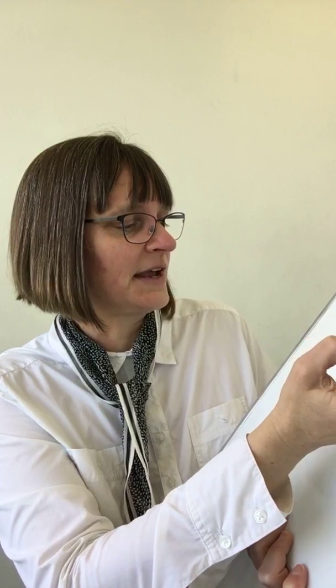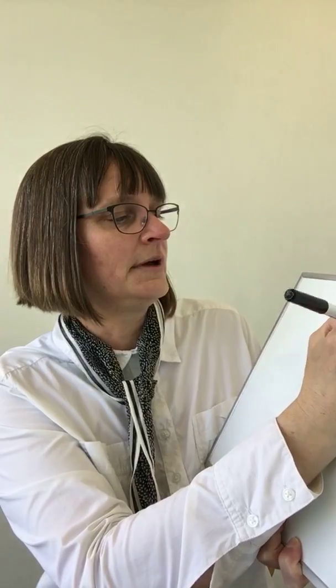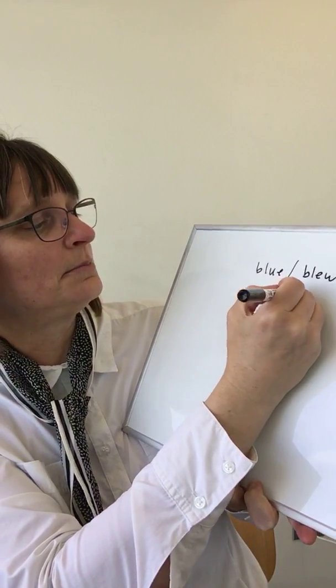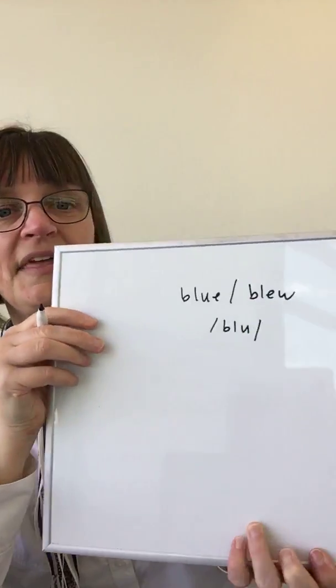Homophones means, good question, words that sound the same but have different meaning and different spelling. So "to" and "too" was one example. And some other words that sound the same, "blue" and "blew". They both have the exact same pronunciation, which is "blue", but they have different meaning.